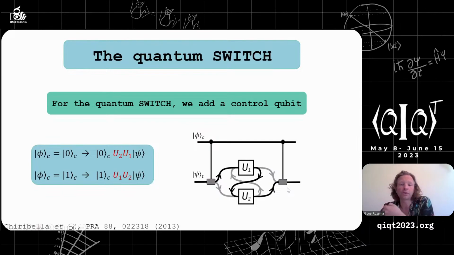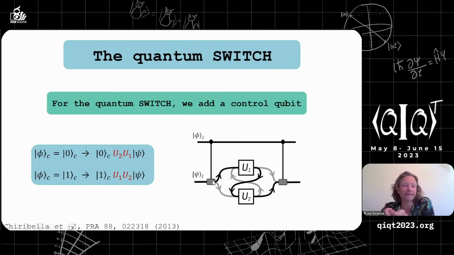For the quantum switch, we want to go one step further. What we're going to do is add a second qubit, a control qubit. And that control qubit is going to coherently control the order in which now our target qubit psi is shared between the gates U1 and U2. So now we have a state of the control qubit. These gray things are some hypothetical controlled path gates.